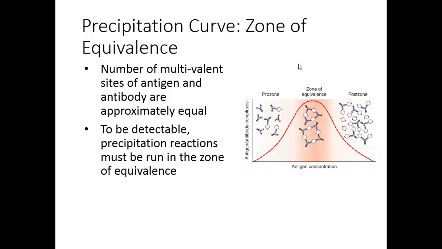We call this area where there's excess antibody the prozone. That's talking about more antibody than antigen. There's an inequivalent amount of antibody to antigen.